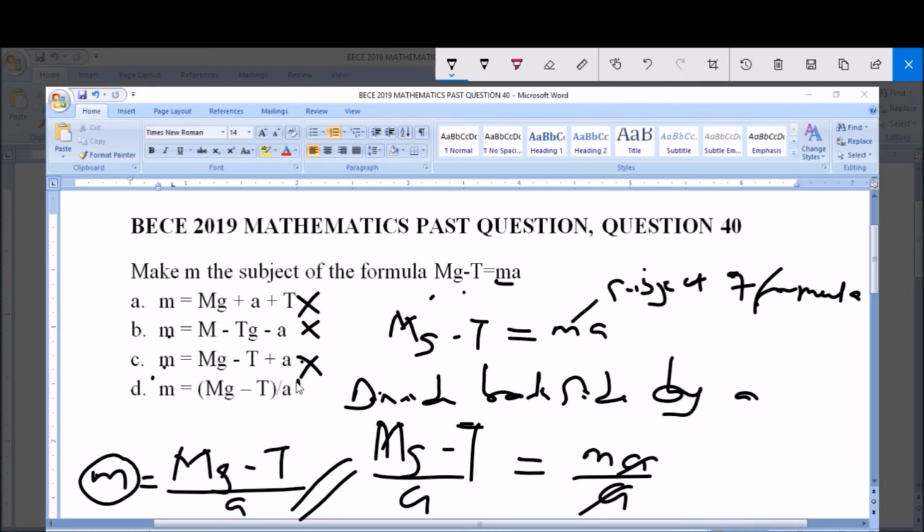If you look at this, these are in brackets, and it's the same thing as saying what? Mg minus T over A. So D here is our answer. So M is equal to Mg minus T all over A. Therefore M is the subject of this formula and is given as this expression. So therefore D is our answer. M is equal to Mg minus T all together all over A.